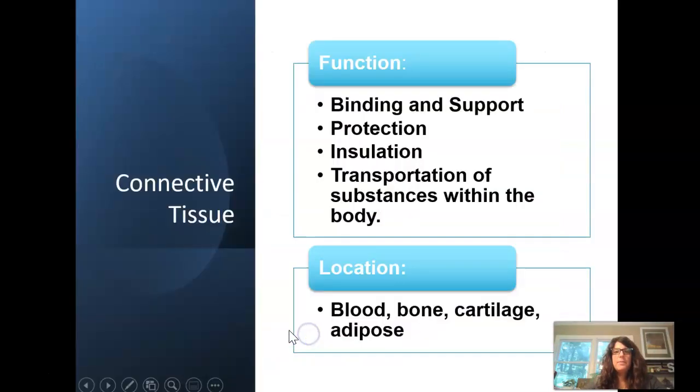So that's simple columnar. So connective tissue. Like I said earlier, connective tissue is the most diverse of all of the tissues. And the most abundant, so we have more connective tissue than any other tissue, and it does a wide range of things depending on the specific type of connective tissue. It functions to bind and support, to protect, to insulate, and to transport substances within the body. Places where you can find connective tissue: bone, blood, cartilage, adipose.